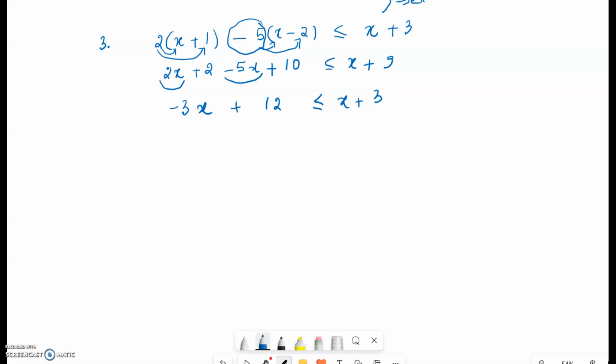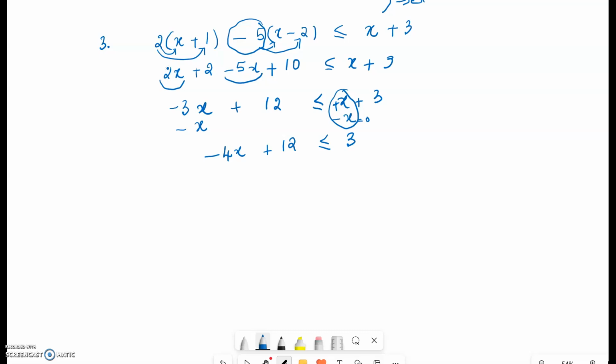Now we need all the x's to be on one side. So I'm going to subtract the x on the right and subtract x on the left, because we have to do the exact same thing on both sides. And we are going to get negative 4x. Negative 3x minus x is negative 4x, plus 12 is less than or equal to positive x minus x, which makes it a 0. 0 plus 3 is 3.